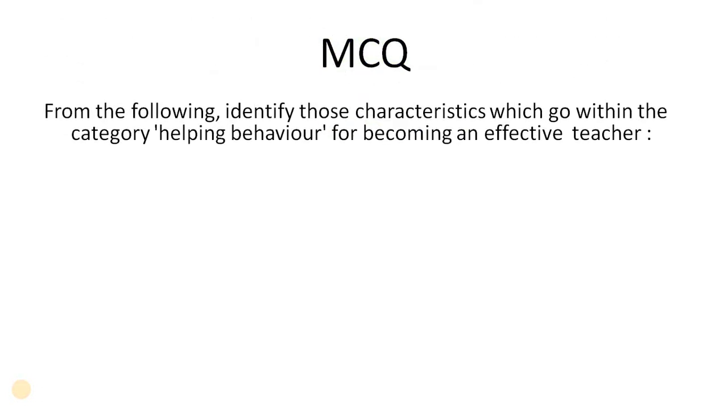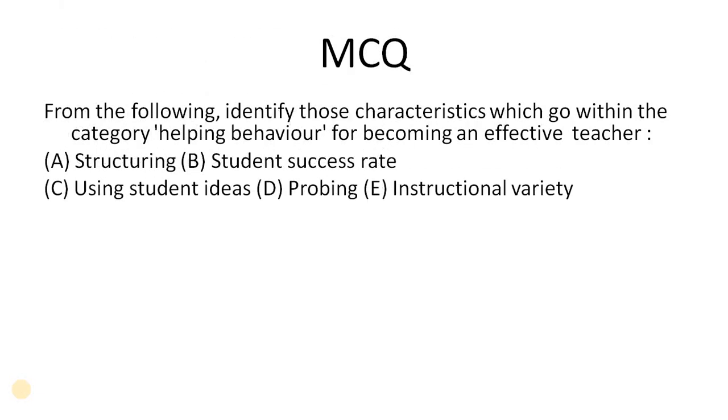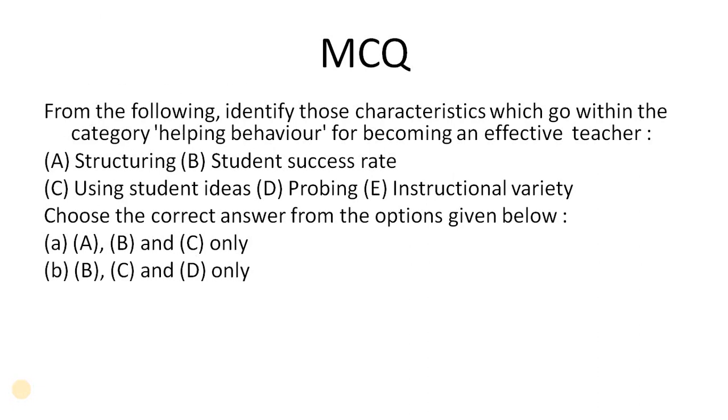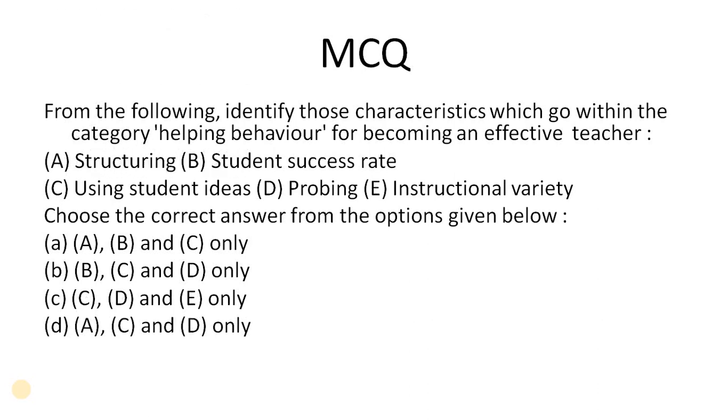Next, from the helpful behavior: structuring, student success rate, using students' ideas, probing, instructional variety. Again, student success rate and instructional variety are qualities of the key behavior. So, from these options, we can eliminate all the options where B is included and all the options where E is included. Only one option is left, that is D.